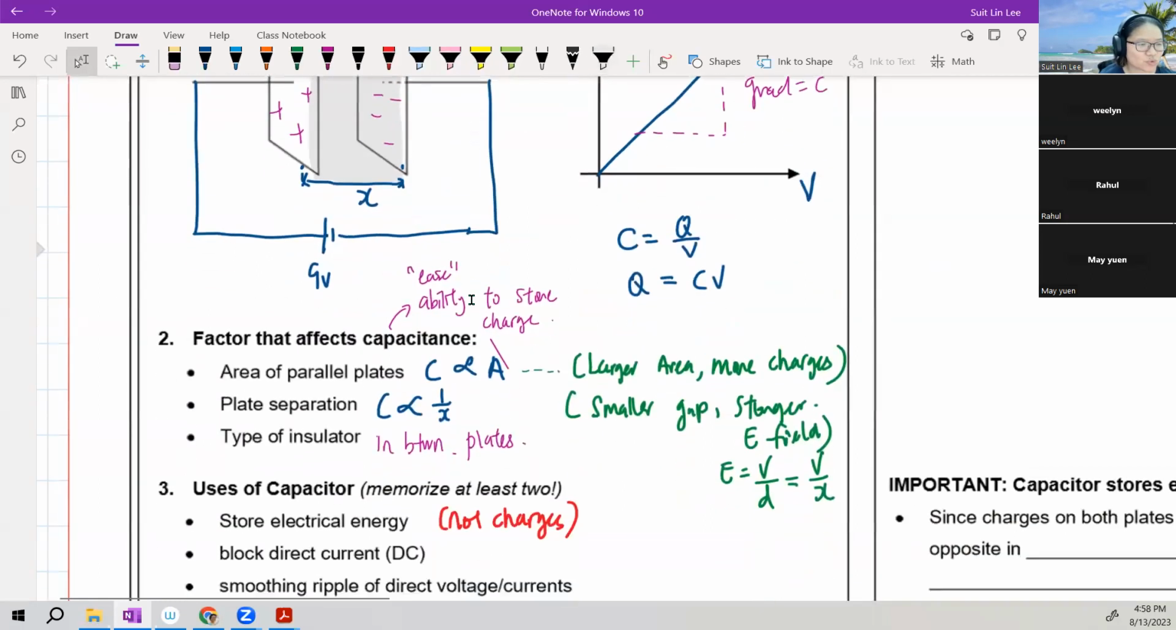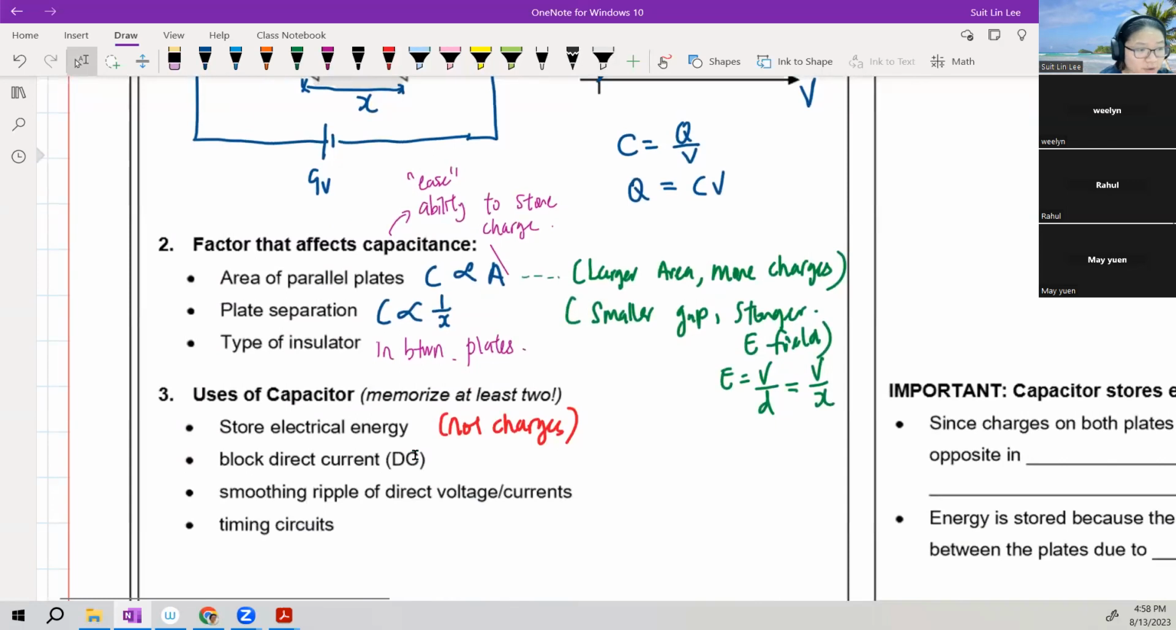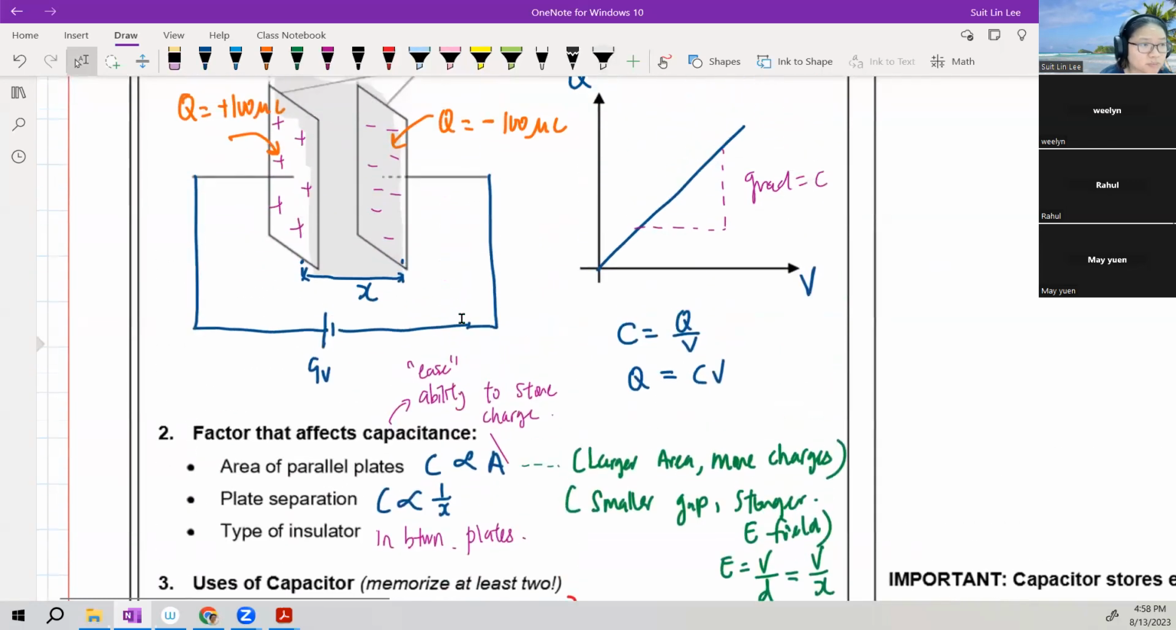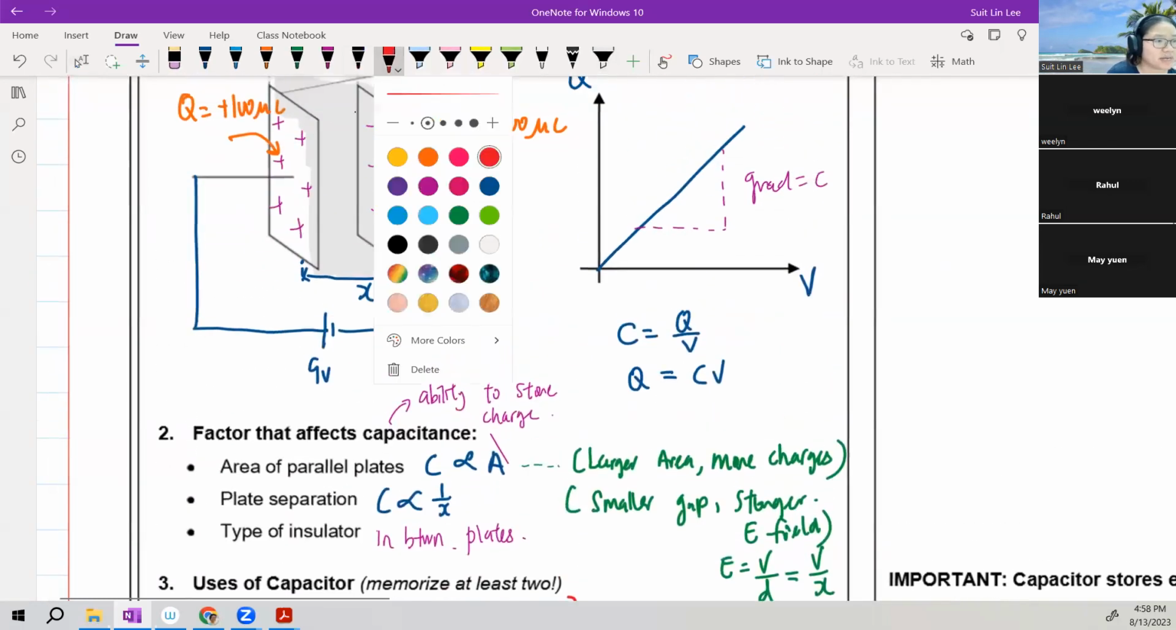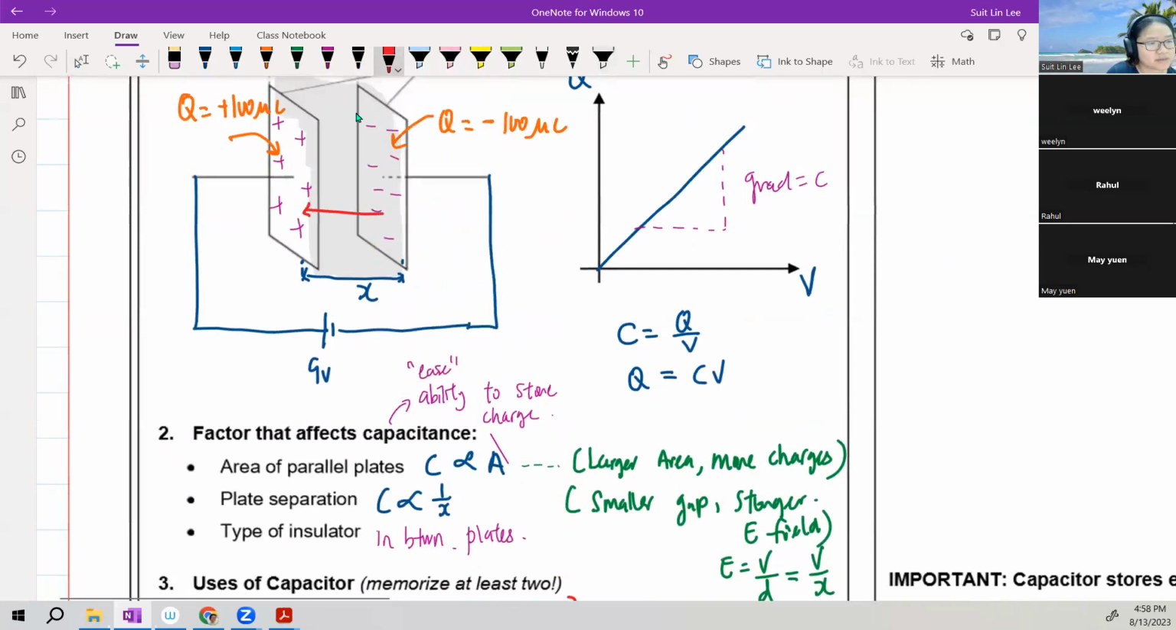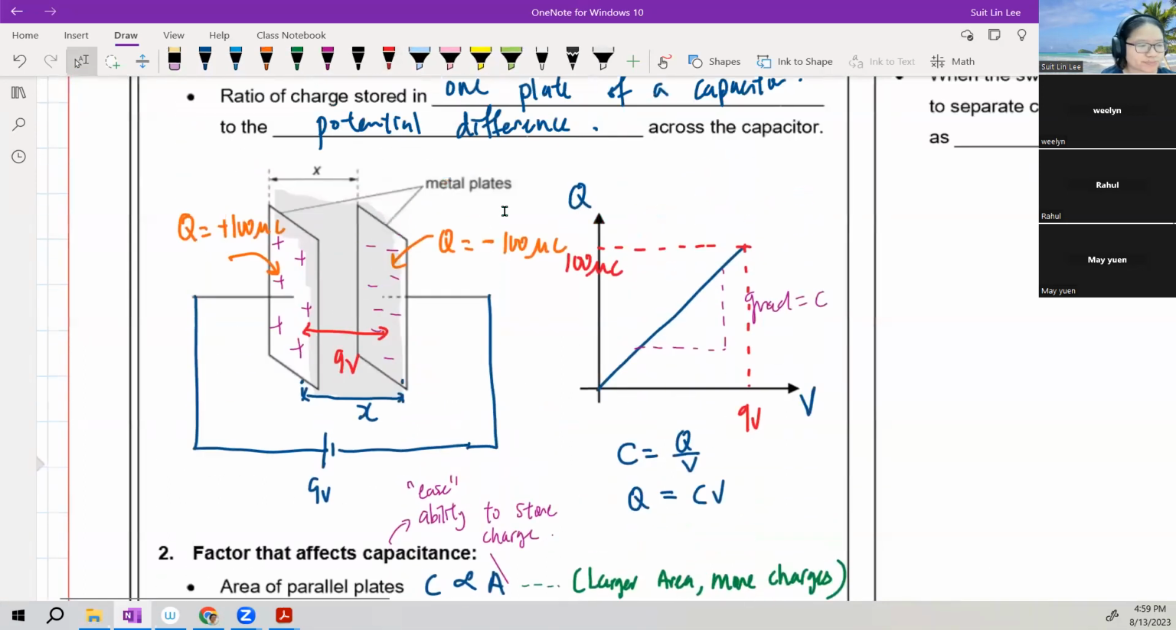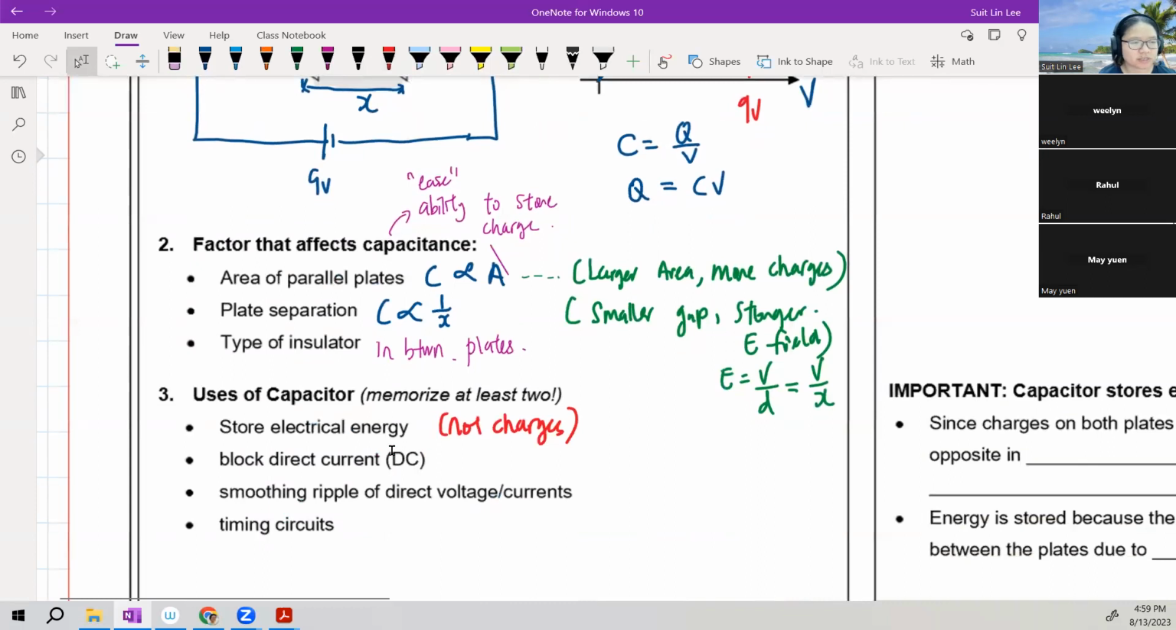Okay, so it can be used to block direct current, because once the potential difference across the plates is 9 volt, the amount of charge stored is fixed, 100 microcoulomb. So current will not flow anymore. We'll talk about this very soon. Okay, so it can be used to block DC.